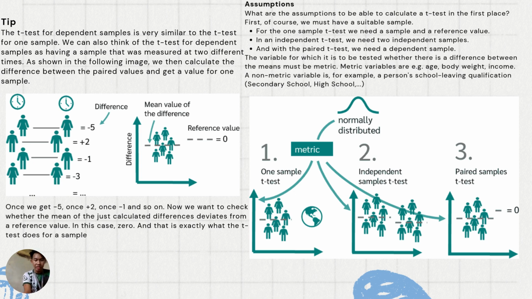The data should also be normally distributed. Number one, metric: one sample t-test, 5 persons, and independent sample t-test, 10 persons. And the third, the paired sample t-test, where the difference is equal to 0.